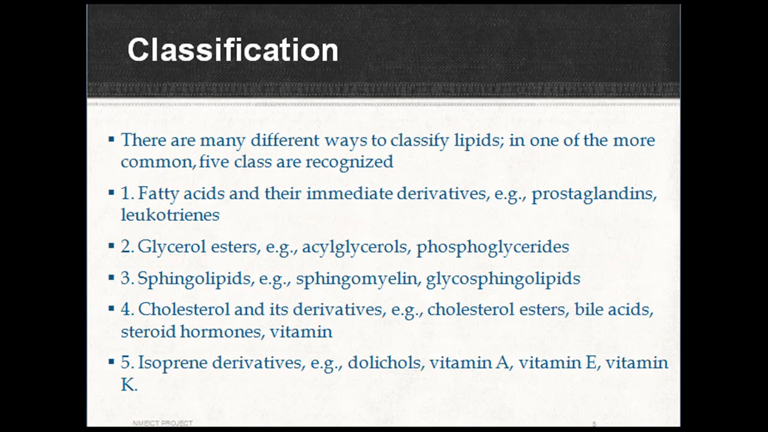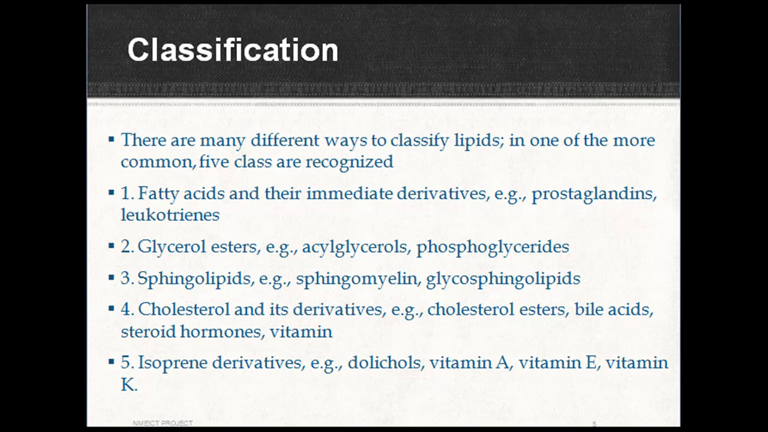How do we classify lipids? There are various ways of classifying lipids, but one of the most common ways is that lipids are classified in 5 different groups. First, fatty acids and their immediate derivatives, for example, prostaglandins. Second, glycerol esters, for example, acyl glycerols or phosphoglycerides.